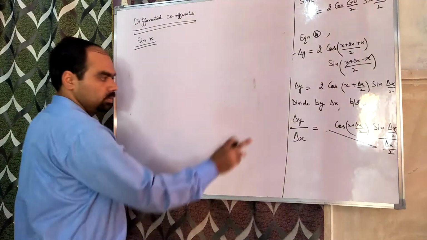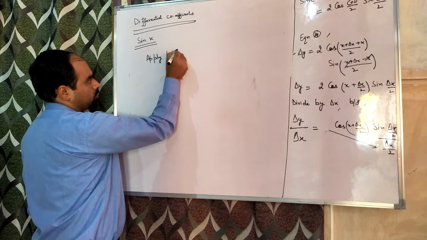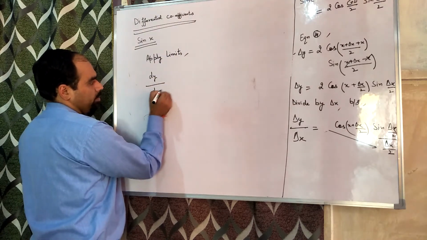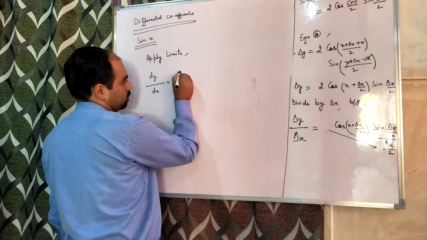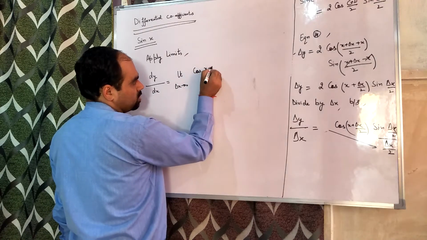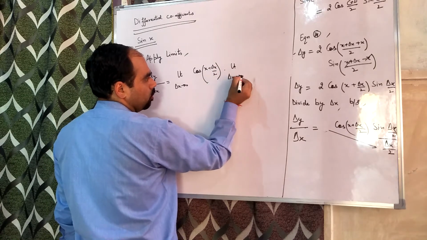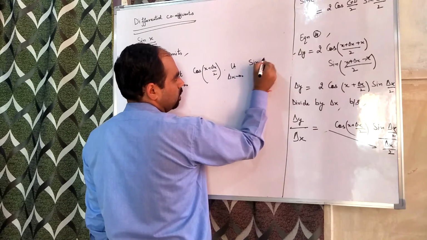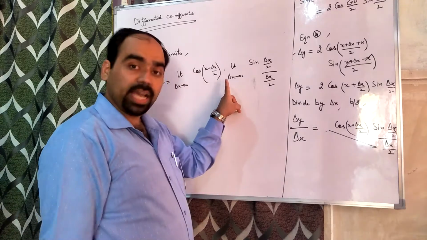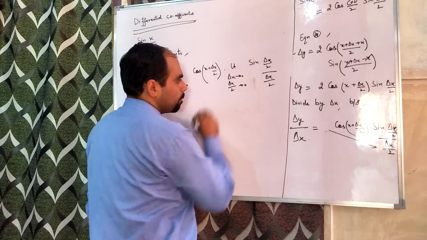The next step will be to give the limits. Apply limits. Your left side would become dy by dx. Limit delta x approaches 0 of cos of (x plus delta x by 2) into limit delta x approaches 0 of sine of delta x by 2 upon delta x by 2. If delta x is approaching 0, that means delta x by 2 is also approaching 0.